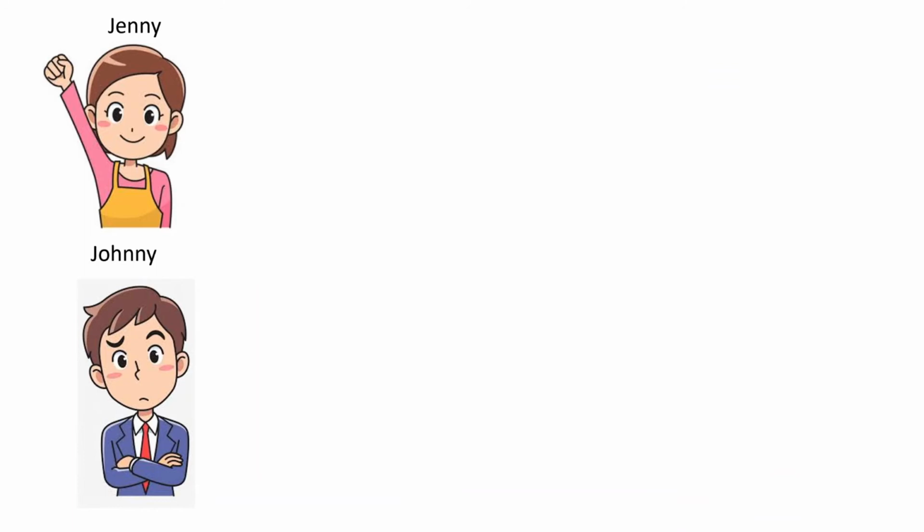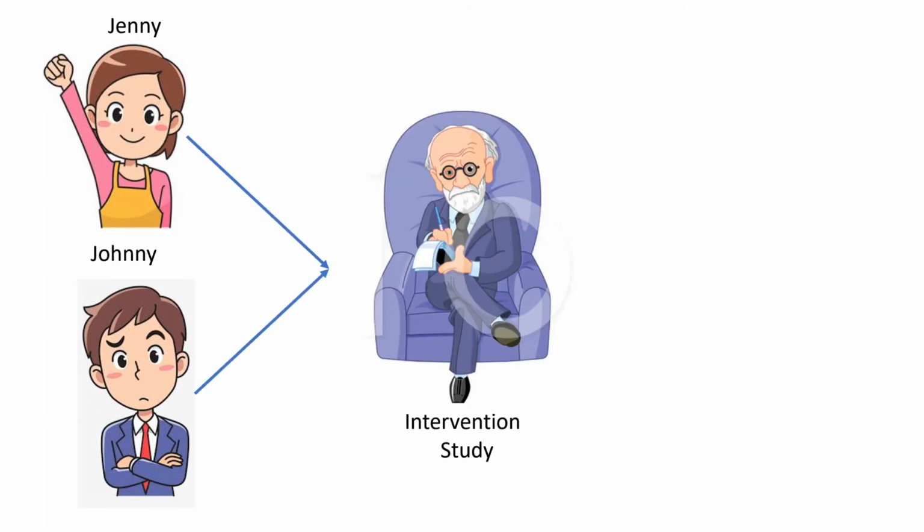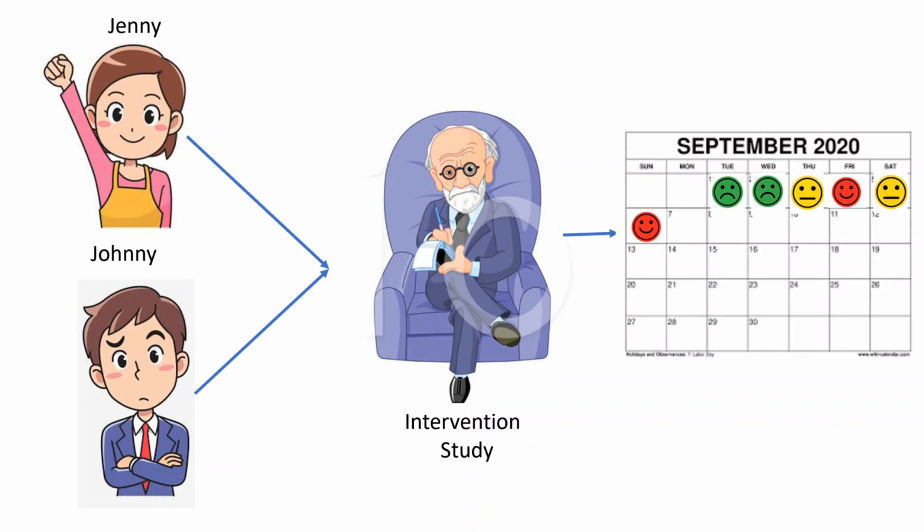Now we're going to talk about this idea of random effects. And this can be a bit confusing, in part because it can have different implications depending on the field of study. So we're going to start with an example from psychology, which is what we will most often be dealing with. In this case, we have two individuals, Jenny and Johnny. Jenny and Johnny both enroll in an intervention study in which their daily mood is recorded over a period of time.